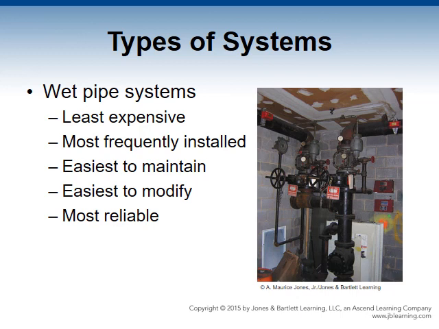Types of systems. These are the most commonly installed types of systems and are the basis for other types of water-based fire suppression systems. First is your wet pipe system. These are the least expensive and most frequently installed. They are the easiest to maintain and the easiest to modify, and the most reliable type of fire sprinkler system available.